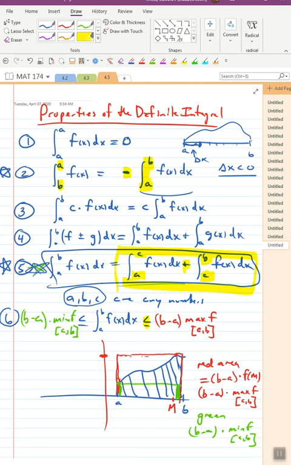So we're just going to say the area under the curve is less than or equal to this thing on the right, which is just B minus A times the maximum of the function.